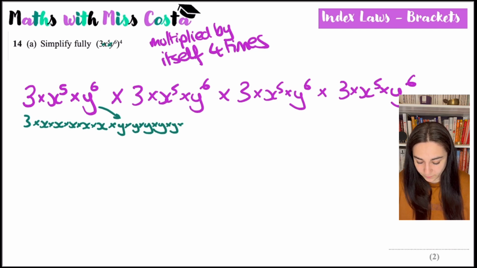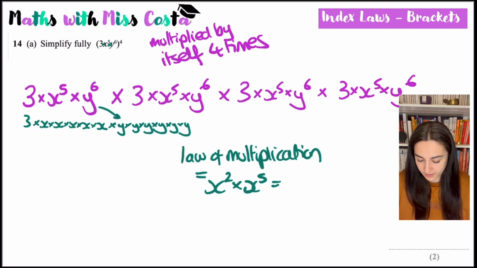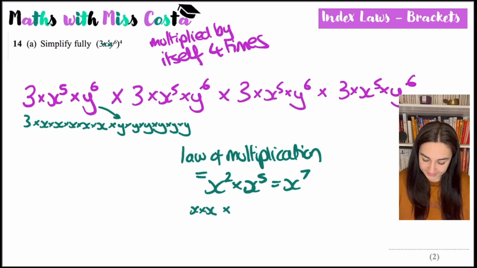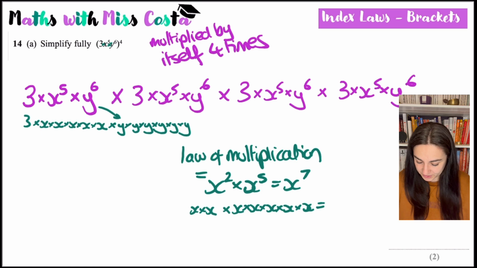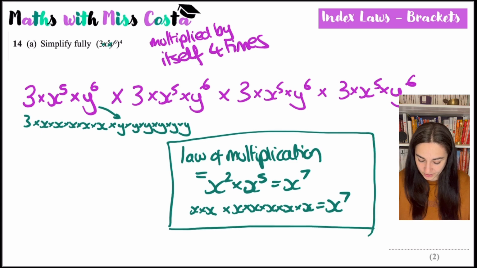But hopefully we know the law of multiplication is that when I am multiplying indices, so x to the power of 2 times x to the power of 5, I add them. So that would become x to the power of 7, because what does x times x mean? It means x times x, and then x to the power of 5 means x times x times x times x times x. So in total, you are multiplying x by itself 7 times. So the law of multiplication is one we definitely need to know.